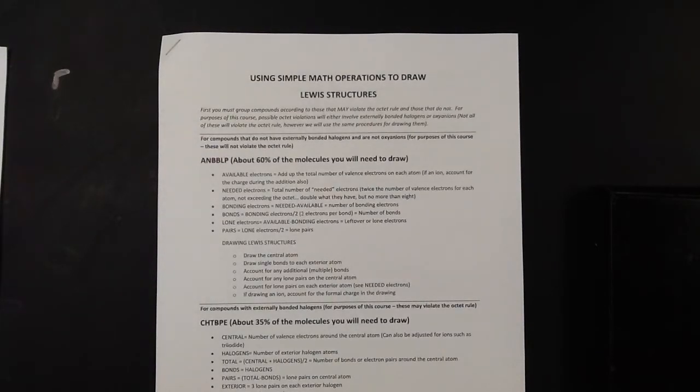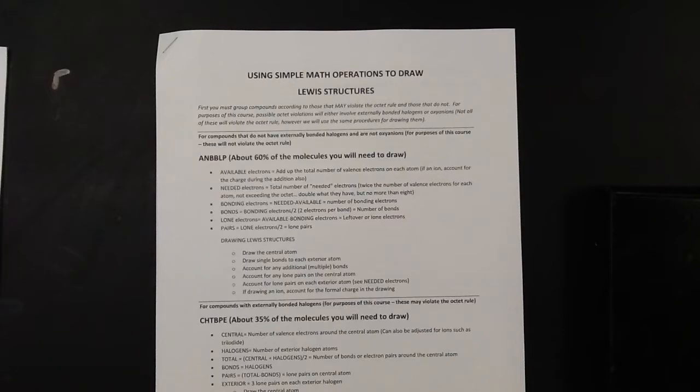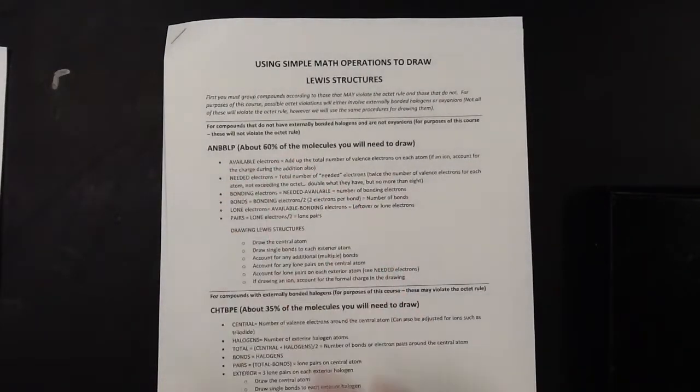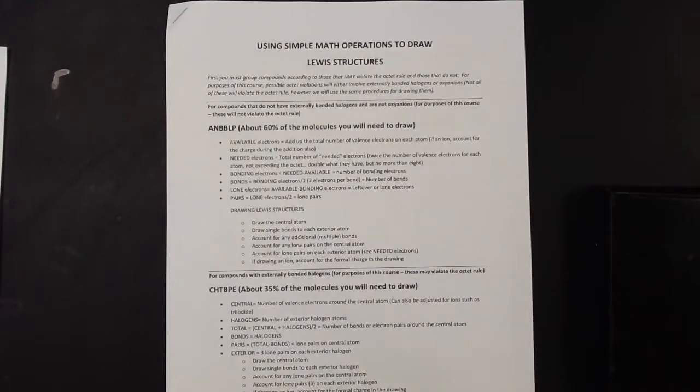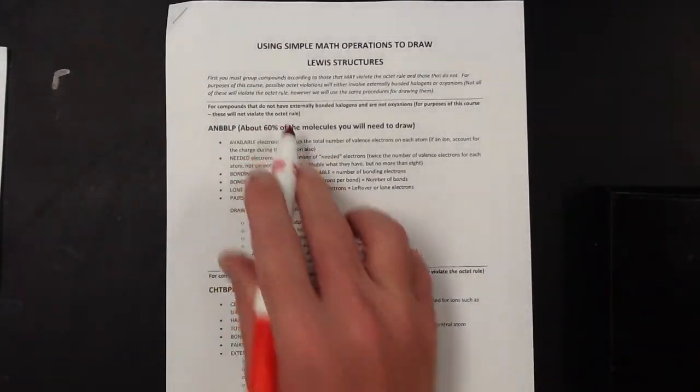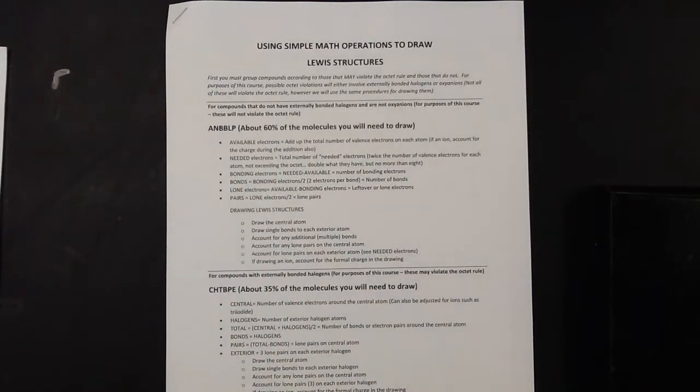I teach using acronyms or simple math operations to draw Lewis structures, and the acronym that I use is ANBBLP. That's for drawing things that don't violate the octet. Again, I'm old. That's language that I was taught forever ago. Expanded octet is more proper there, so I have to fix that myself.